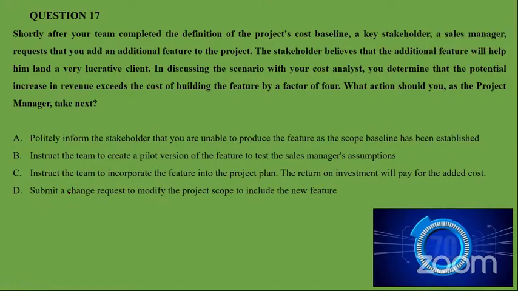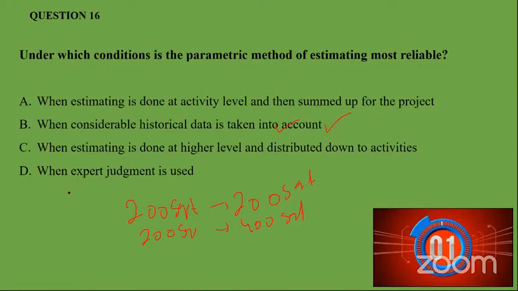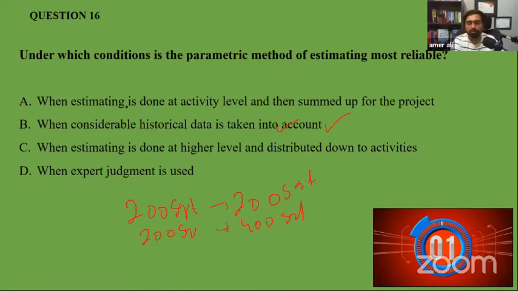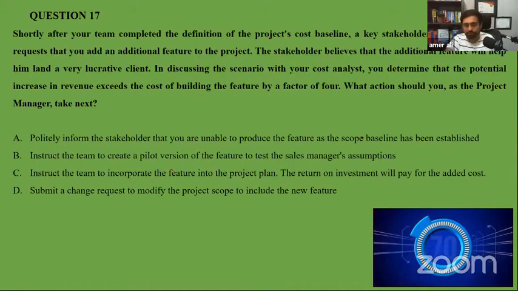On the previous question, at activity level, I think this is bottom up. When estimating is done at activity level, you add the estimates and you sum up. That is bottom up estimation. When estimation is done at a higher level and distributed, that is top down estimation, or sometimes known as analogous. Expert judgment is used. Okay, parametric estimation is there.